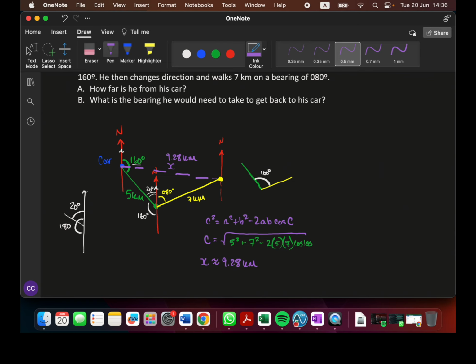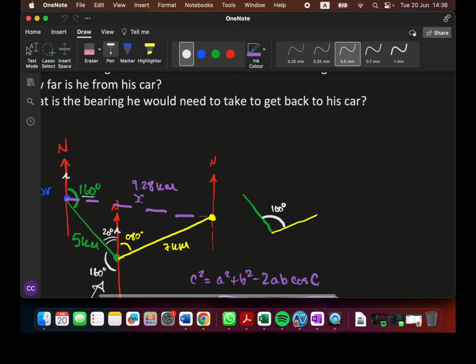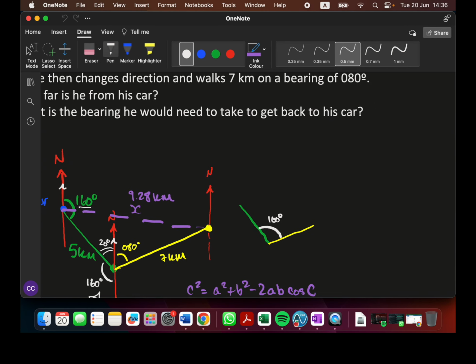The angle that we're always going to find is the angle at the first juncture or the first turn. So that's the angle we need to find, and then we're always going to use cosine rule to find x. Okay? Now, the bearing that I need to use in order to get back to my car, I'm looking for the measurement from true north all the way to this new line that we've created. Okay?